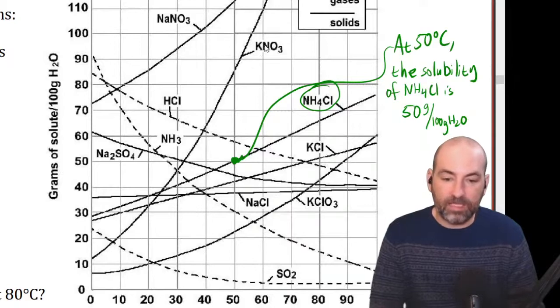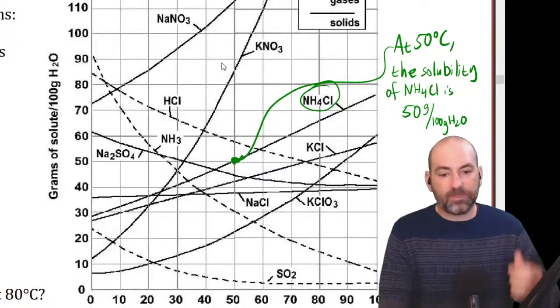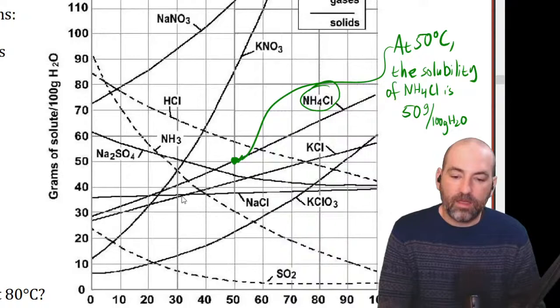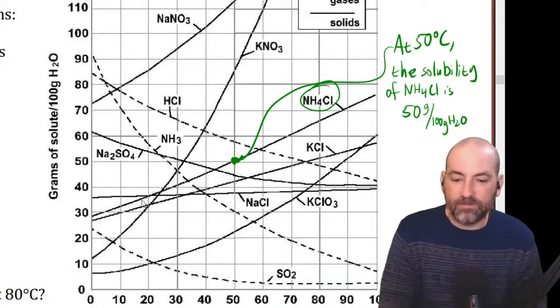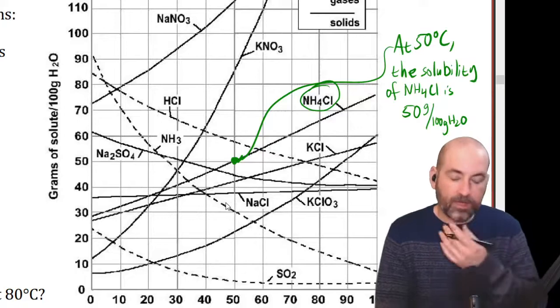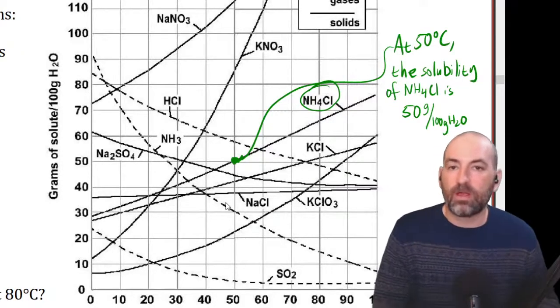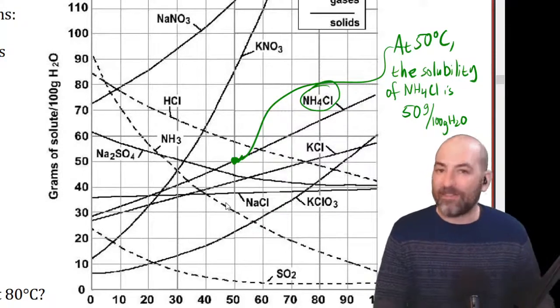Something like potassium nitrate, KNO3 here, even just heating it up a little bit drives the solubility up substantially, whereas sodium chloride is much flatter. Heating it up doesn't really have quite as much of an effect on the solubility. You can try this at home next time you're cooking. Notice how much sodium chloride you can dissolve in a bit of cold water versus a bit of hot water. It's not that much difference.